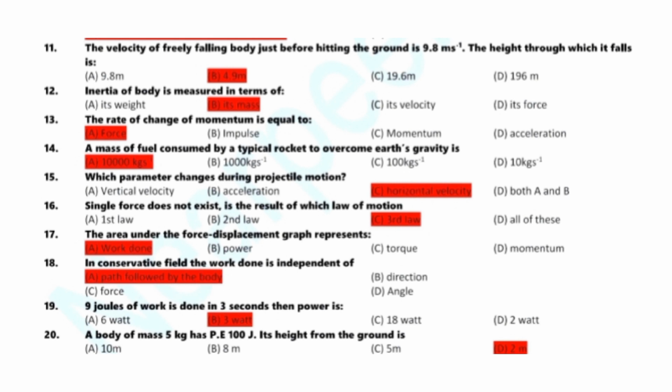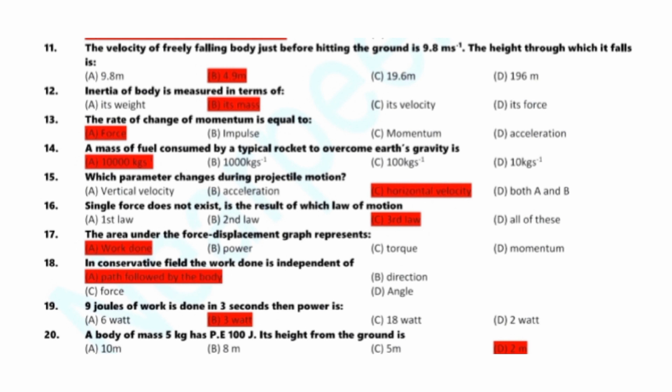A mass of fuel consumed by a typical rocket to overcome Earth's gravity is 10,000 kg per second. Which parameter changes during projectile motion? Horizontal velocity. Single force doesn't exist. Is the result of which law of motion? Third law. The area under the force displacement graph represents work done.